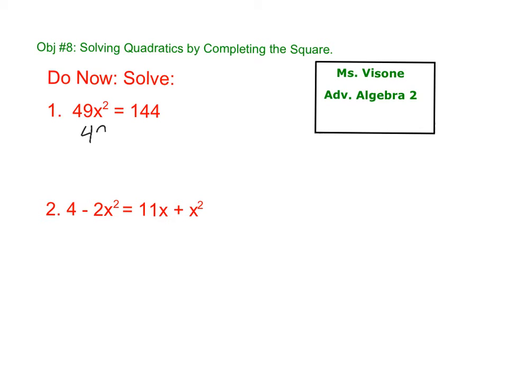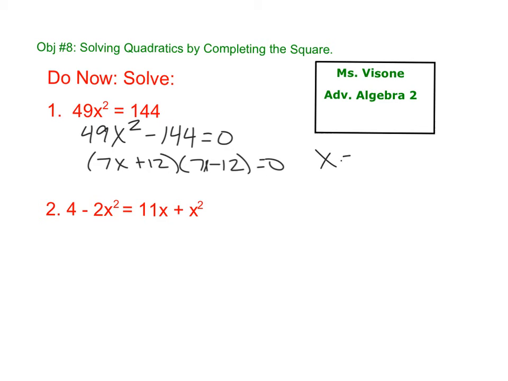So we have 49x squared minus 144 equals 0. We always get 0 on one side. Factor. Difference of two perfect squares equals 0. So we get x equals negative 12 over 7 and x equals positive 12 over 7.